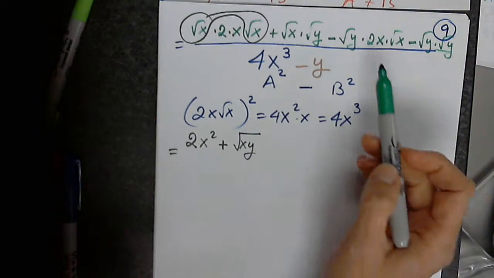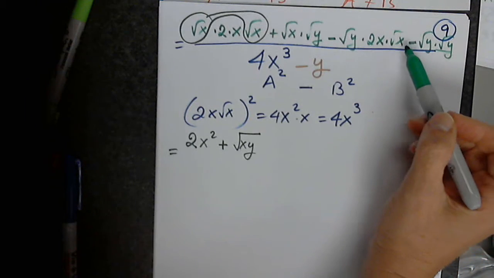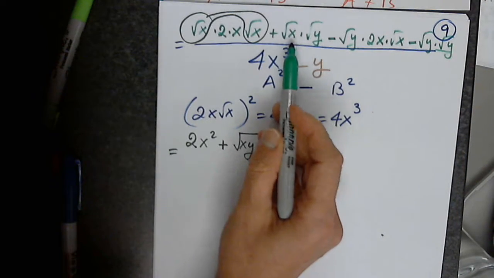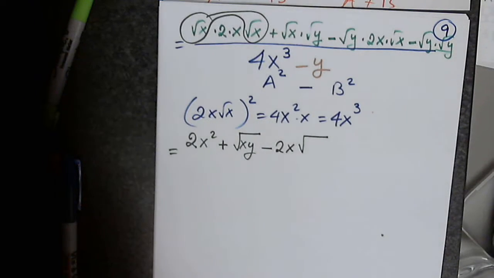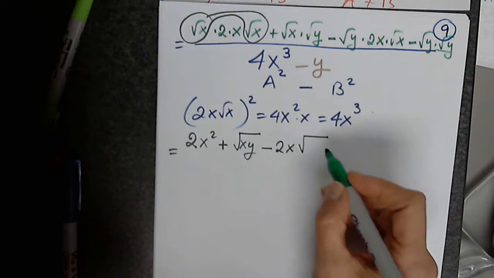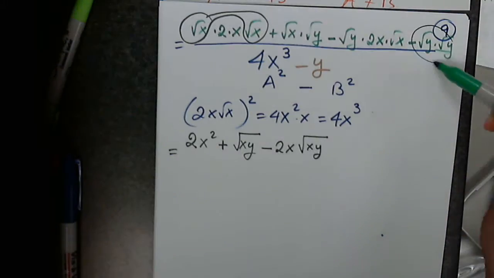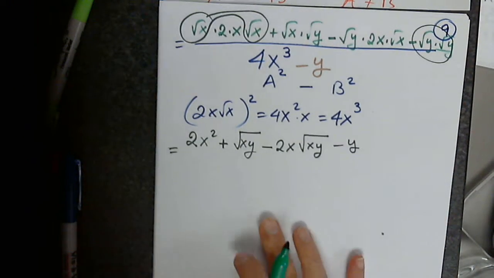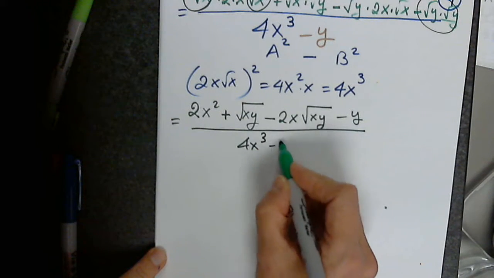Now, what do you think about the third term? 2 is 2, x is x, and I have to multiply the square root of x by the square root of y exactly how I did it here. So this is minus 2x times the square root of xy. Very good. Finally, what is this? The square root of y times the square root of y is, yes, y. And everything divided by 4x cubed minus y.